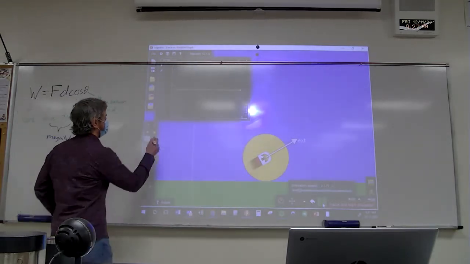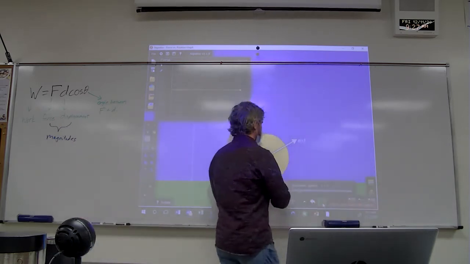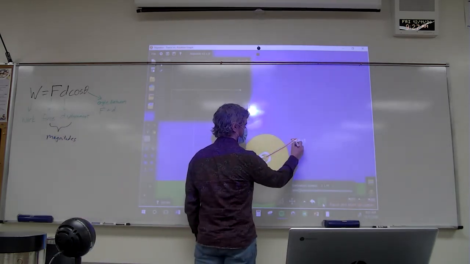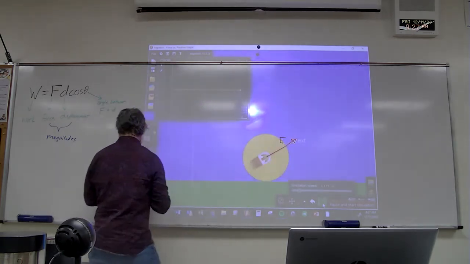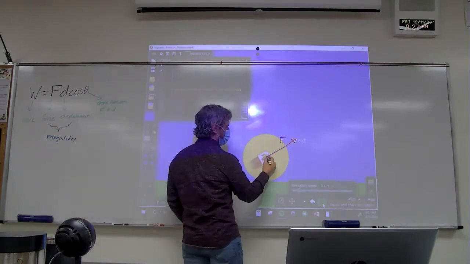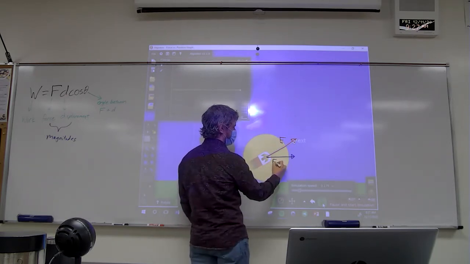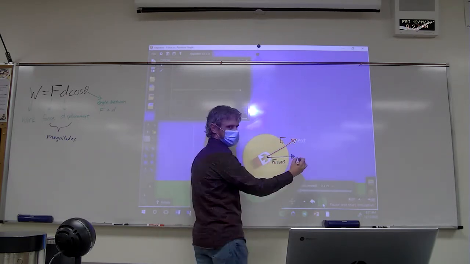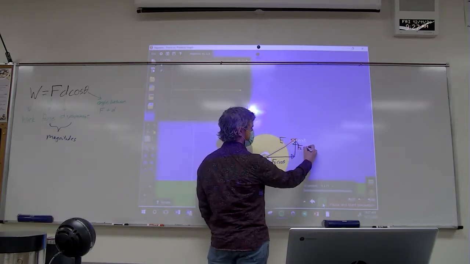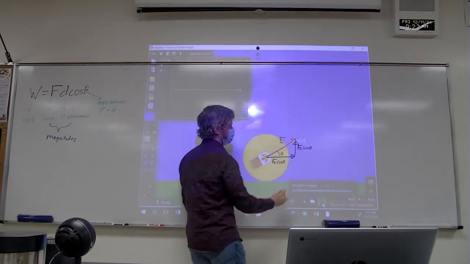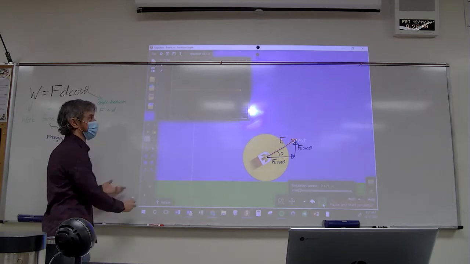So I have, and let me do this just to make sure we're all on the same page. This is my force, my applied force. Let me call it FA for applied force. This is my horizontal component of the force, which is the component in the direction of motion. So that's applied force times the cosine of the angle. And then I have this vertical component, which doesn't do work, which is the applied force times the sine of the angle. Right? So FA cosine theta is the one that actually does work. So that's what I'm going to actually plot.